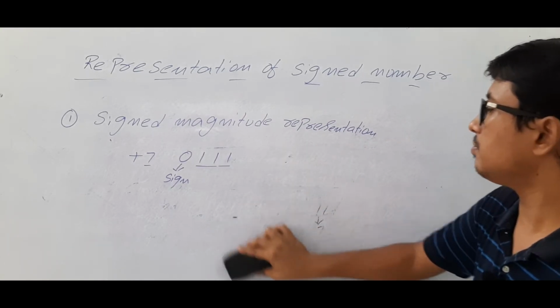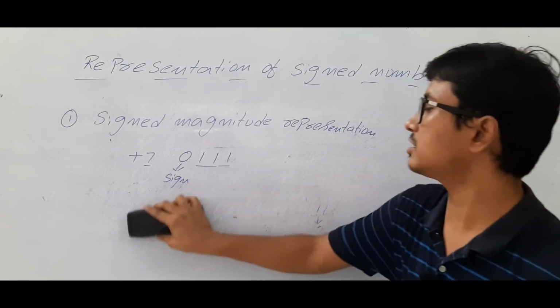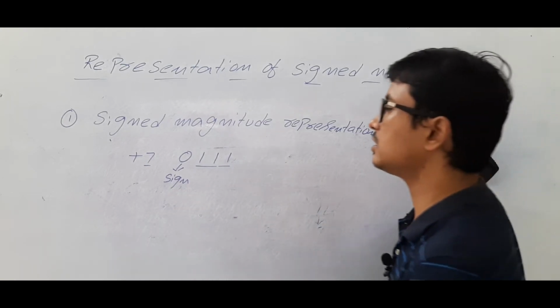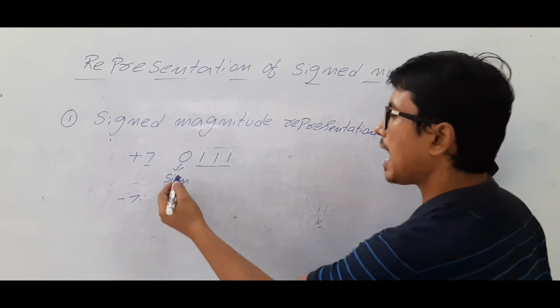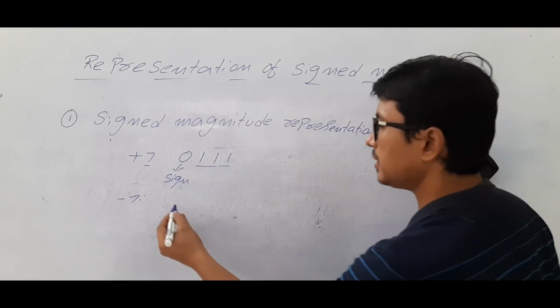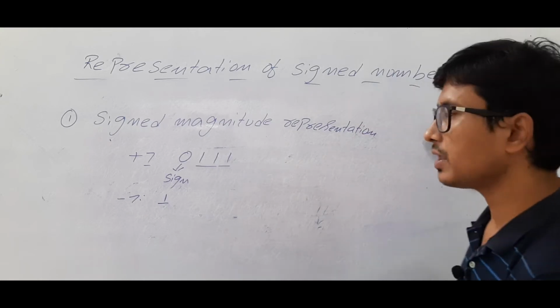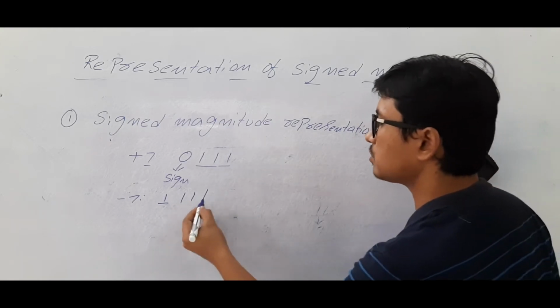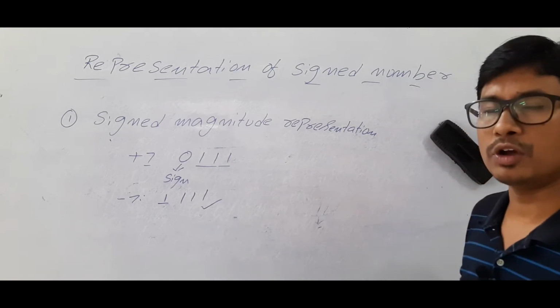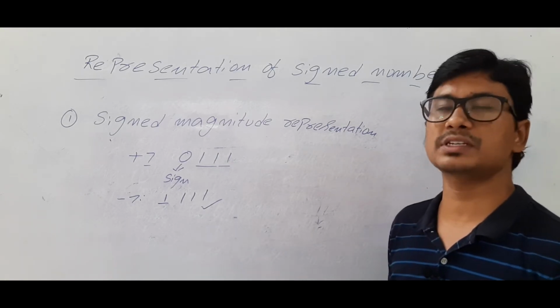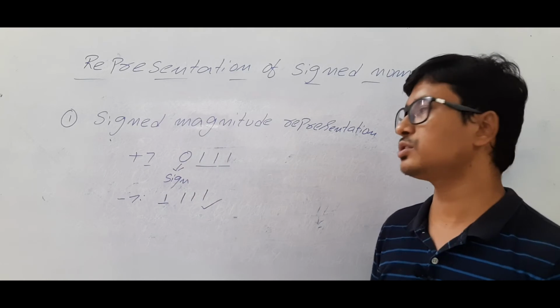Now for the same number, if it is a minus 7, how can I represent it using sign magnitude? It is very simple. As it is a minus 7, the sign bit will have the value 1 and the remaining 7 you will keep as 1 1 1 here. So this is the positive representation and the negative representation using the sign magnitude representation.